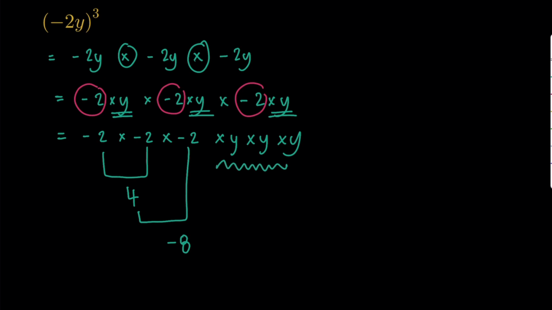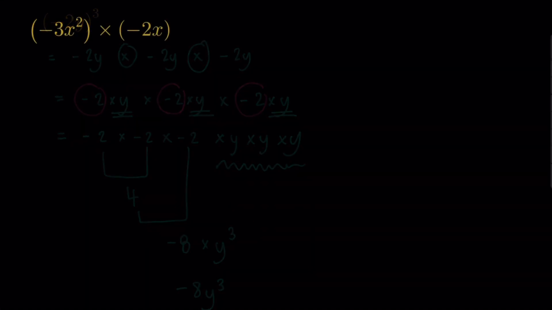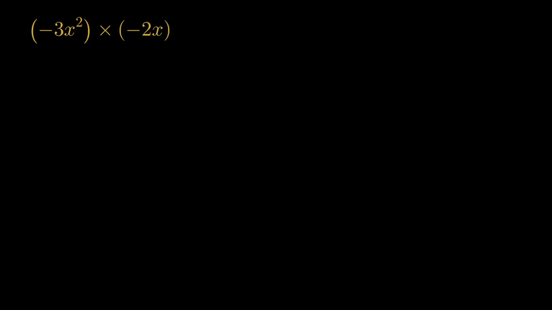y times y times y means y to the power of 3. And to simplify this further, we need to omit writing the times sign in between. So this becomes negative 8y cubed. And this is the last question for today.